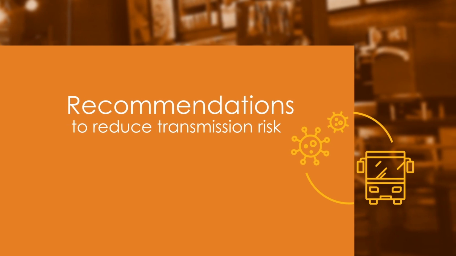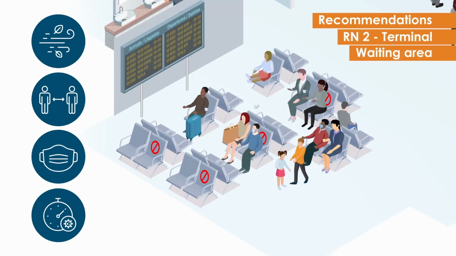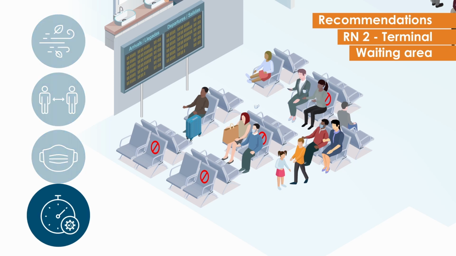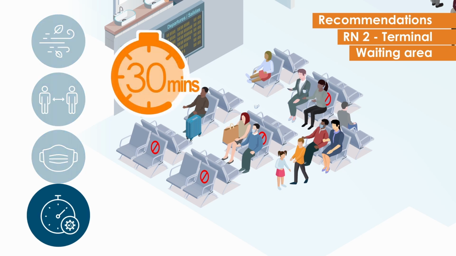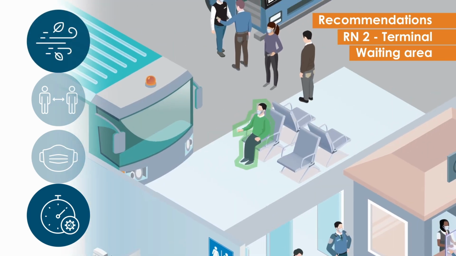Recommendations to reduce transmission risk. To minimize transmission risk, in addition to the recommendations mentioned before regarding ventilation, safety distance, and the use of face masks, establish, communicate, and control the maximum time that users can occupy the terminal. Reorganize the waiting area to create outdoor spaces whenever possible.